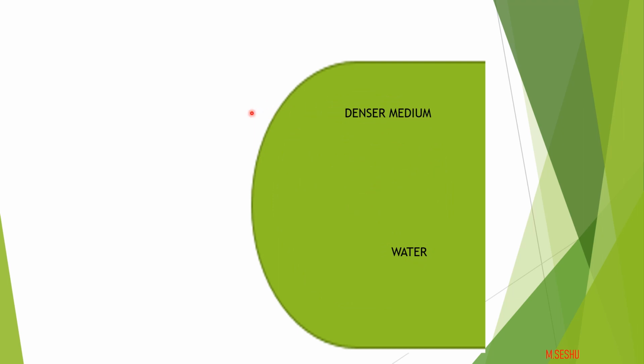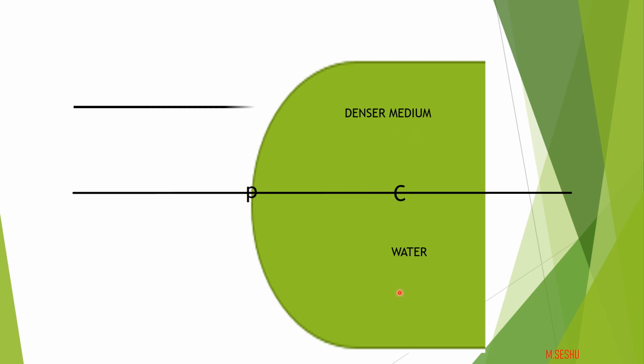Let us study refraction of light at curved surfaces. See this one. This is a curved surface. Imagine this is a part of the curved surface. So this is the denser medium. Imagine water is here. This is the pole and this is the center.